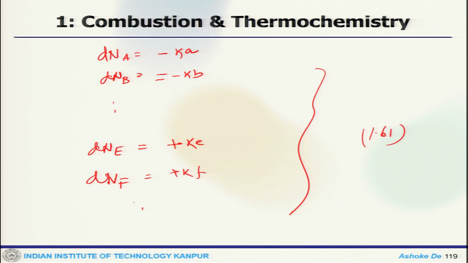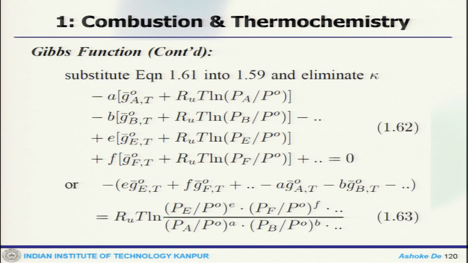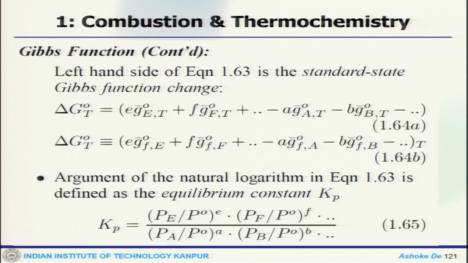Now you put everything together. This looks a little messy, but you take 1.61 into 1.59 and eliminate kappa. So you get minus a plus b plus e plus f, which would be your equilibrium condition equal to 0, and if you do a little bit of simple algebra, you finally get this.